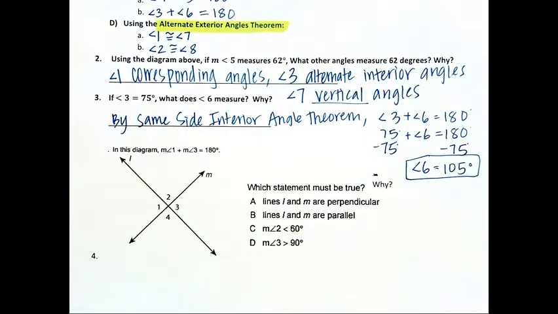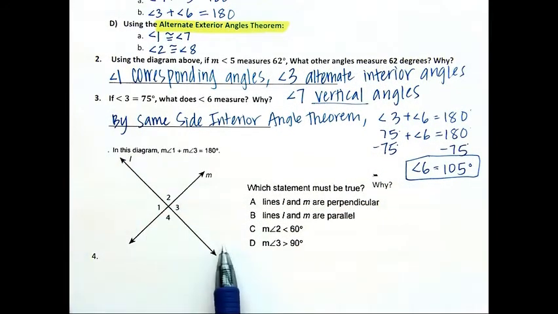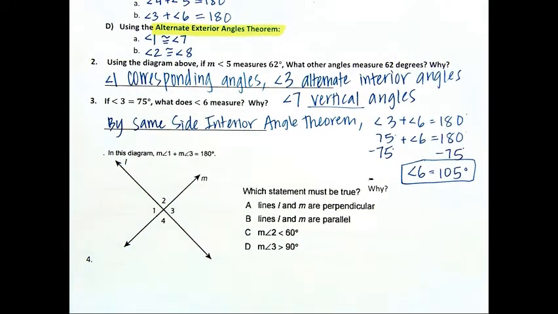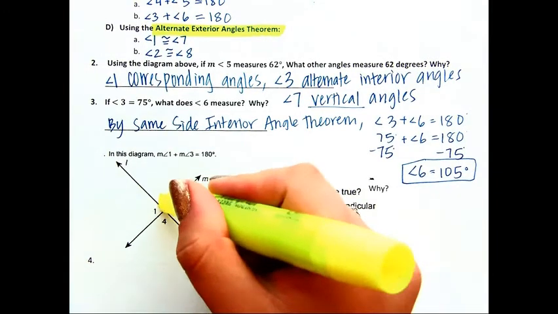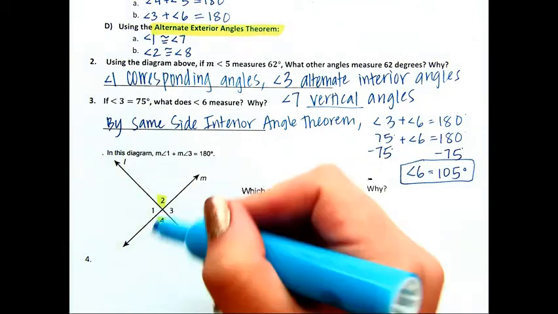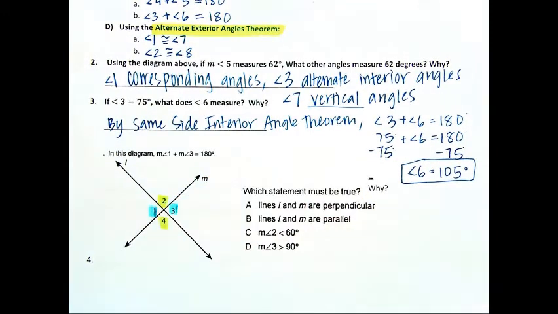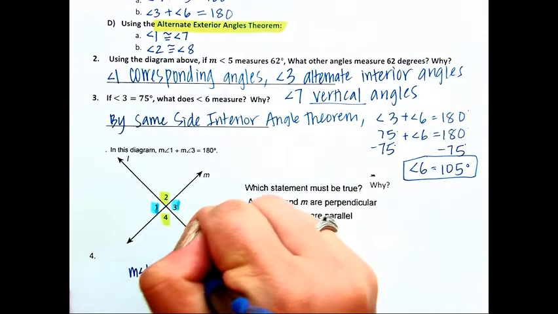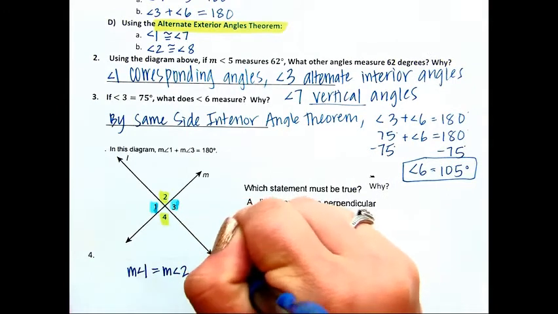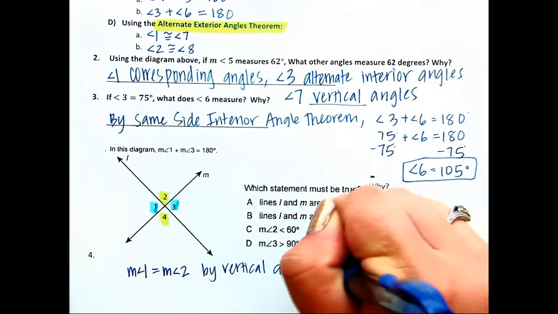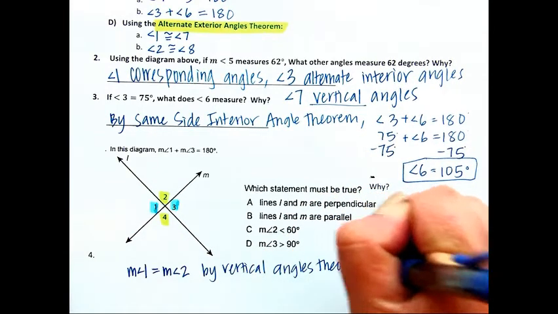Number 4, we have vertical angles here. Whenever you see this kind of X pattern, it's forming vertical angles. So 2 and 4 are vertical angles because those are opposite, and 1 and 3 are vertical angles because those are opposite of each other. So I understand that the measure of angle 1 is equal to the measure of angle 2 by vertical angles. The vertical angles theorem, to be more specific.